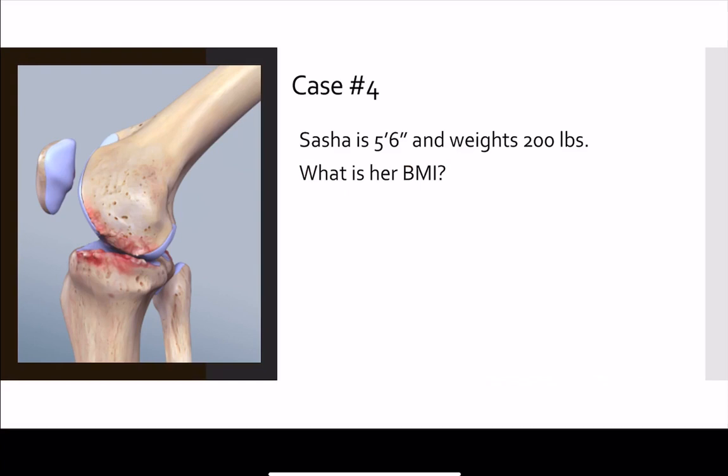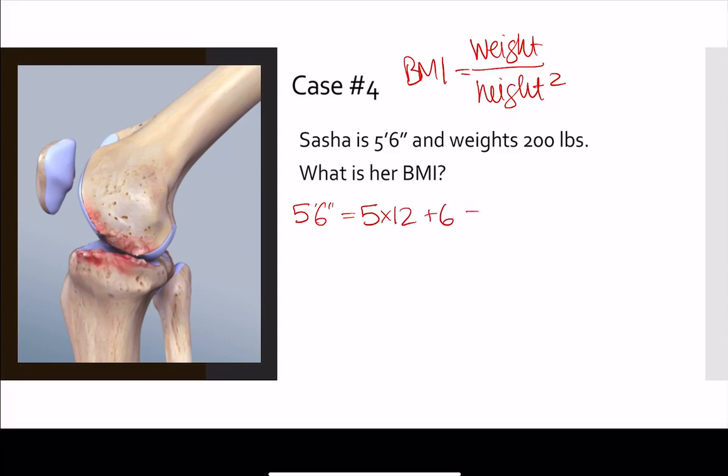So Sasha's 5'6" and weighs 200 pounds. So let's walk through and calculate her BMI. If you remember, BMI is simply your weight over your height squared, as long as you are in the metric system. I would like you guys to feel comfortable being able to move back and forth between the two. So if she is 5'6", that means 5 times 12 plus 6 inches. She is 66 inches tall. And we just want to convert that to meters.